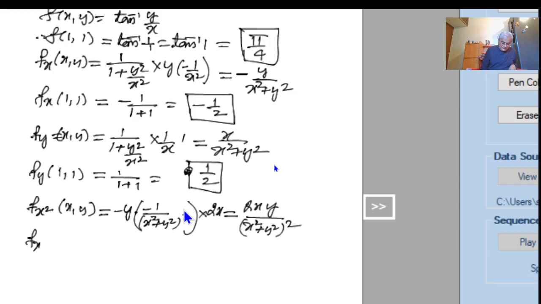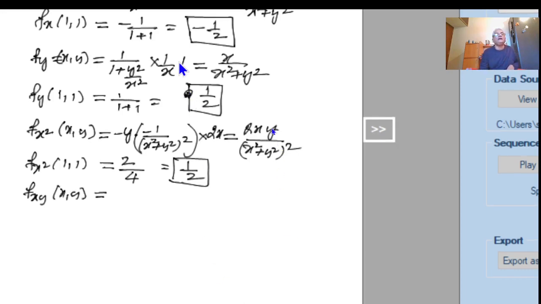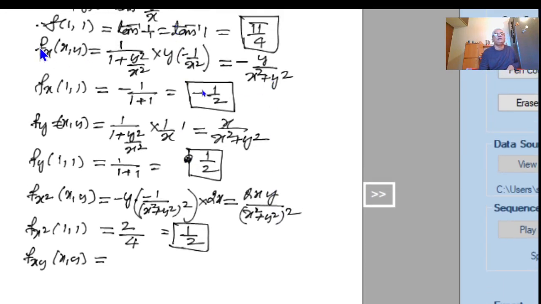Now fx square at the point (1, 1): put x equal to 1, y equal to 1. The numerator becomes 2 into 1, which is 2, divided by (1 plus 1) whole square, that is 2 square, which is 4. So this is equal to 1 by 2. Okay, this is our fx square. Next we go for fxy.